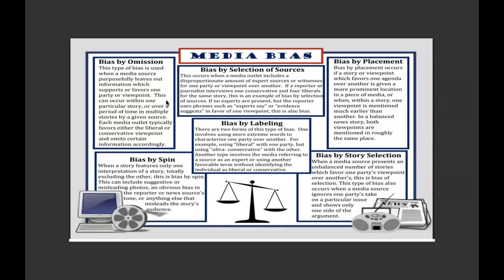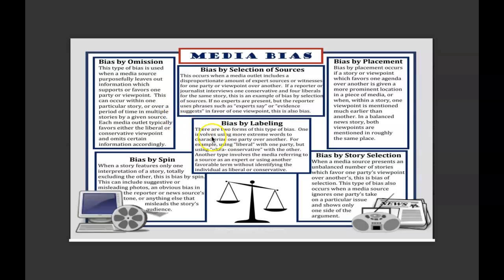Up here in the middle is bias by selection of sources. This occurs when a media outlet includes a disproportionate amount of expert sources or witnesses for one party or viewpoint over another. So if a reporter or journalist interviews one conservative and four liberals for the same story, this is an example of bias by selection of sources. Now, if no experts are present, but the reporter does use phrases such as experts say, evidence suggests, in favor of one viewpoint, this too is also bias.